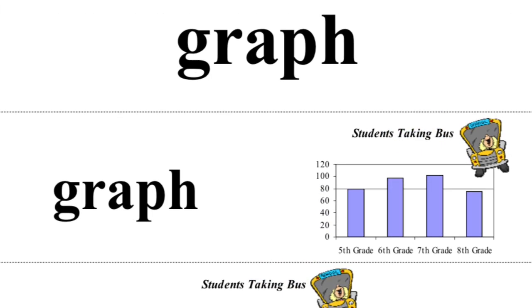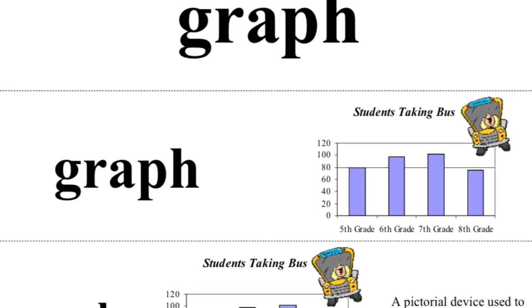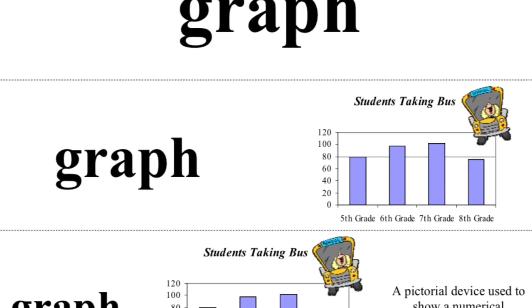A graph is a visual representation to describe data. There are several types of graphs: line graph, bar graph, histogram.